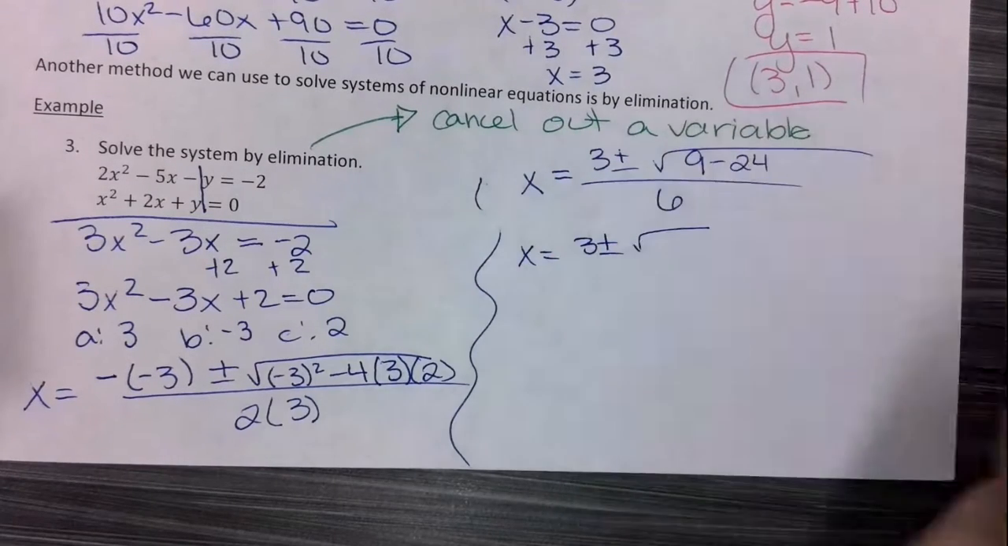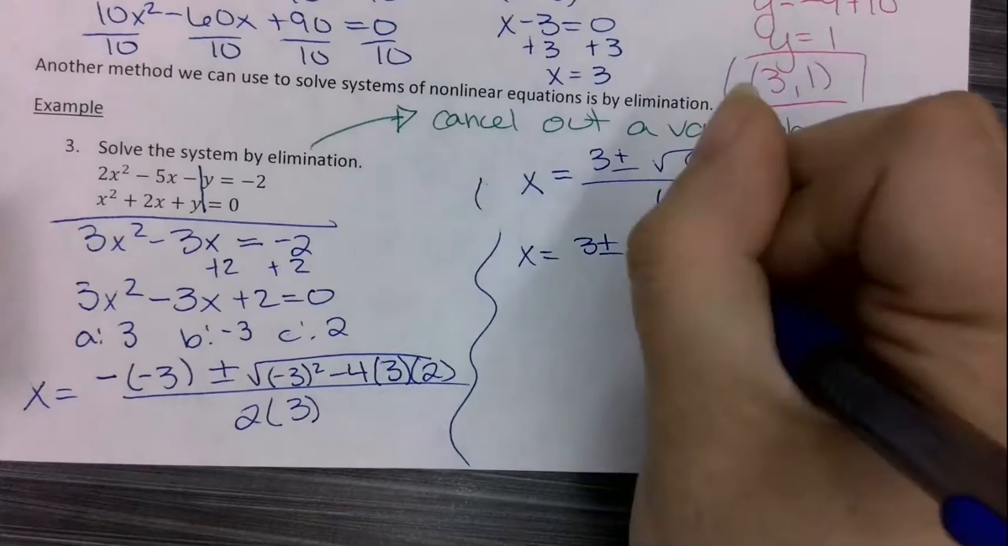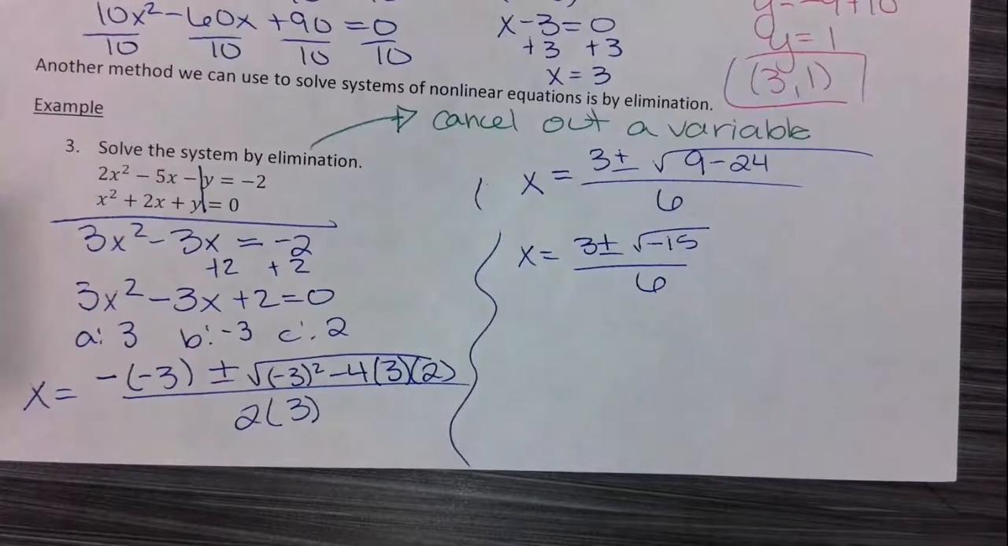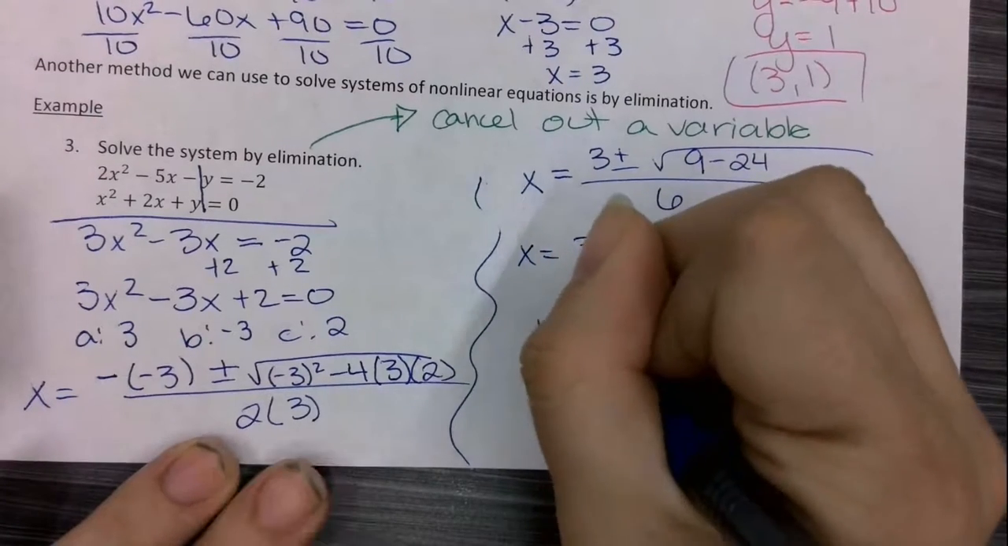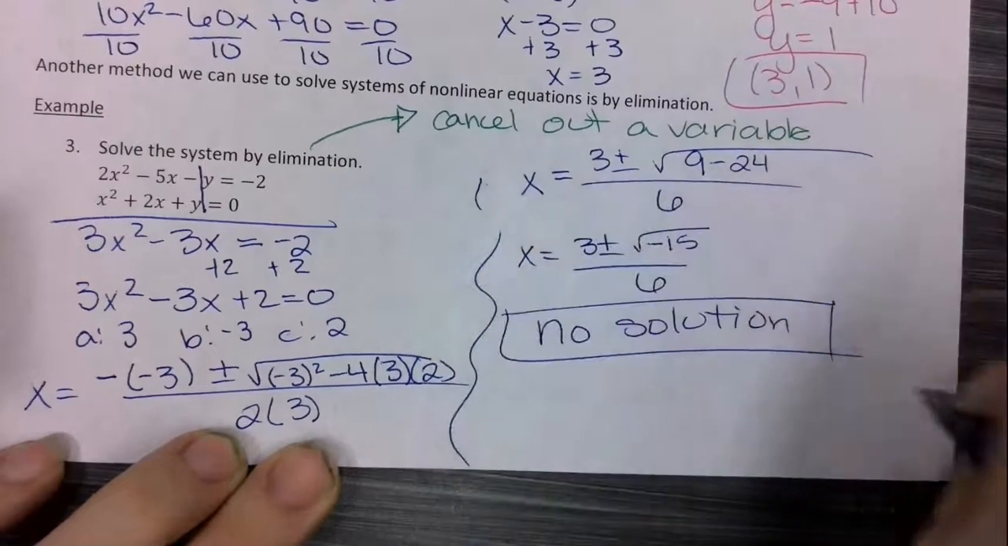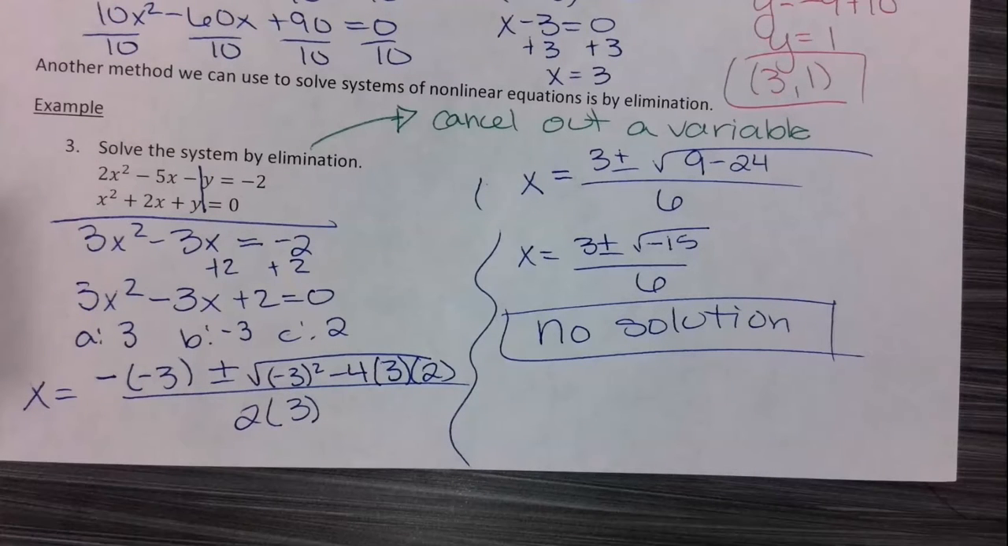Okay, 9 minus 24 is negative 15. If I solve this, am I going to get a real answer? No. So my answer here is going to be no solution. So, any questions on either method, substitution or elimination?